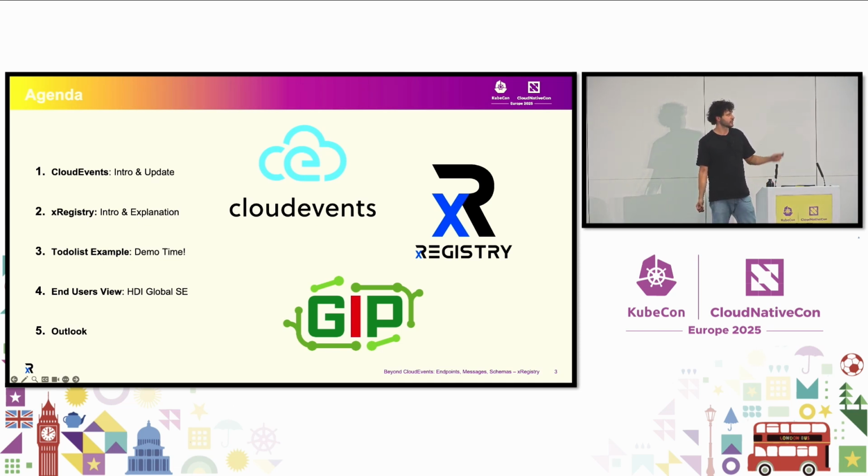We will have an intro and explanation on CloudEvents as well as XRegistry. XRegistry, a more deeper explanation since this is the newer project, fairly unknown probably. And I will try to make this more understandable with a demo. So we're going to use a to-do list example, and then I'm going to use the last 5 minutes to explain why an end-user company might be interested. And finally, I will share the project roadmap with you, which a few people have been asking about last year already, and we have one to give in this talk.